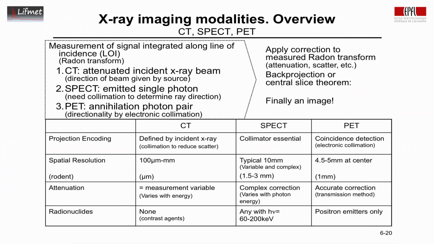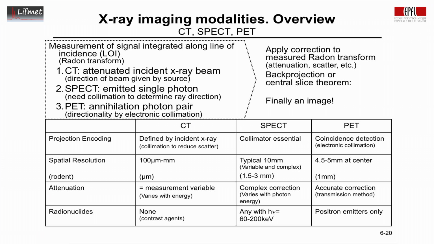What are the radionuclides? In CT, we do not use radionuclides that we administer. So it is the absorption of the X-ray in the body that we're measuring. But we can administer so-called contrast agents. Those are compounds that modify the linear attenuation coefficient in the tissue where they are. So they are not strictly speaking radionuclides, although they have similar properties as the tracers that are being used for the other techniques.